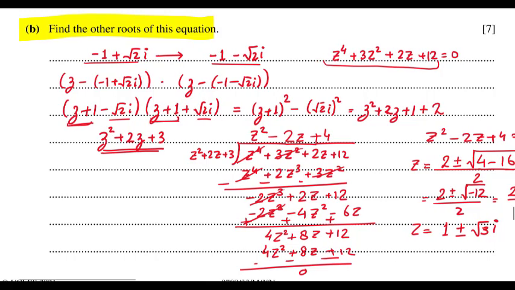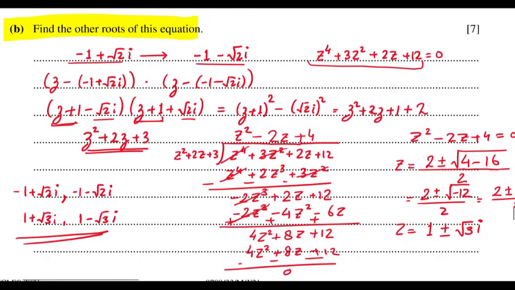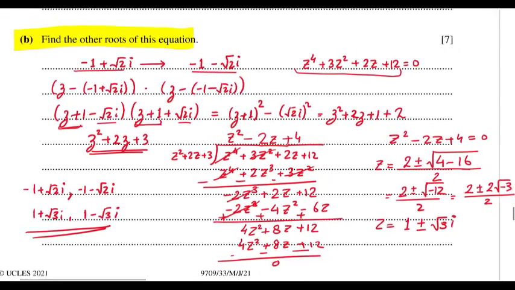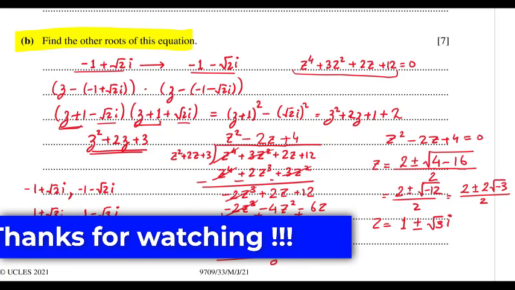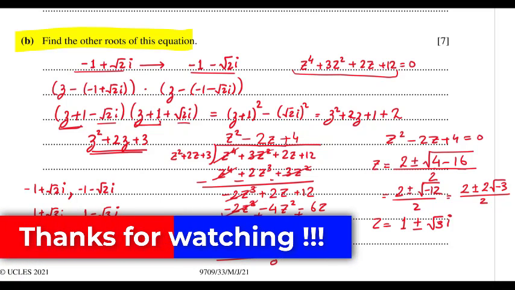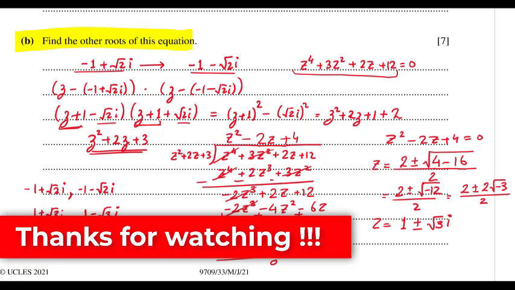So we got all the roots. The 4 roots are -1 + √2 i, -1 - √2 i, 1 + √3 i, and 1 - √3 i. These are the 4 roots. So this was the last question and the last part of this paper. Let's meet again in the solution of another paper. Till then, thank you so much.